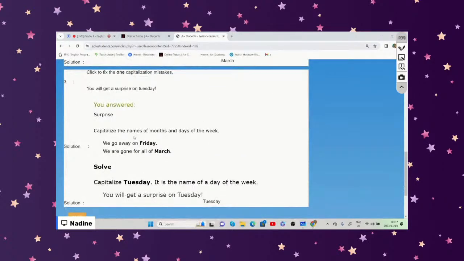And then you will get a surprise on Tuesday. And Tuesday is one of the days of the week. It's Tuesday. That is what we need to capitalize.